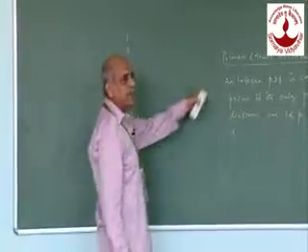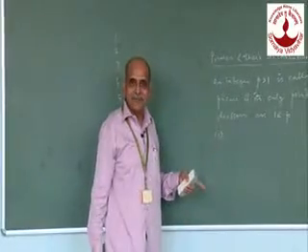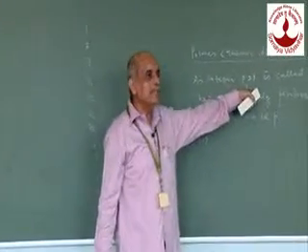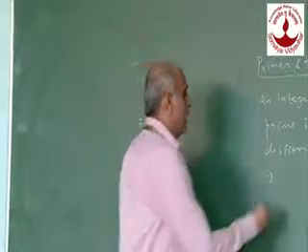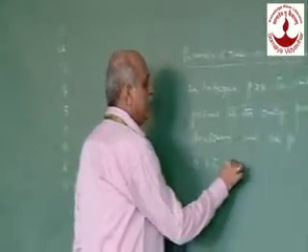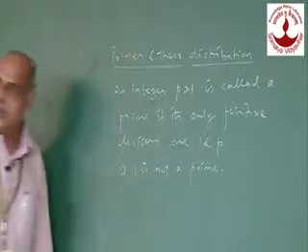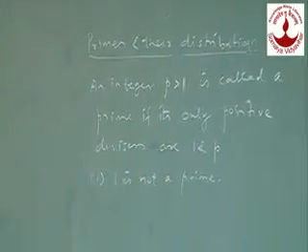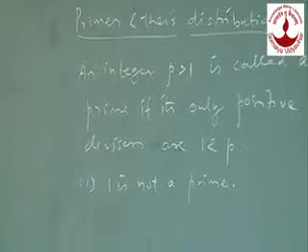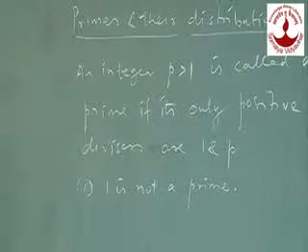We said an integer. Can 1 be a prime? Why? Definition itself. By definition, 1 is not a prime. So if 1 is not a prime, what is the next prime?